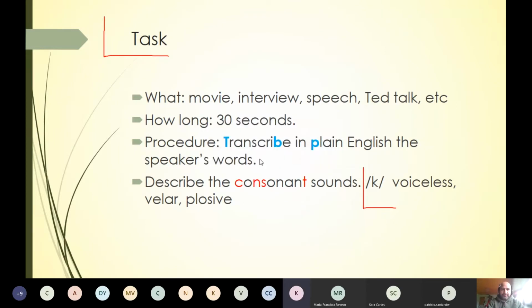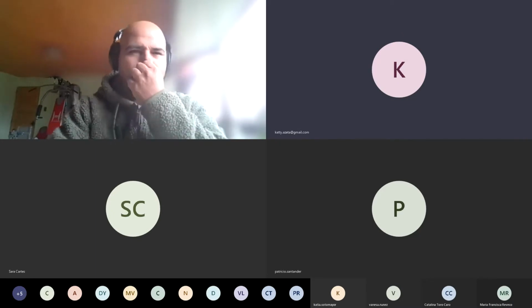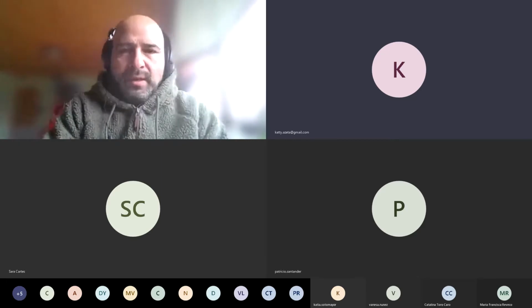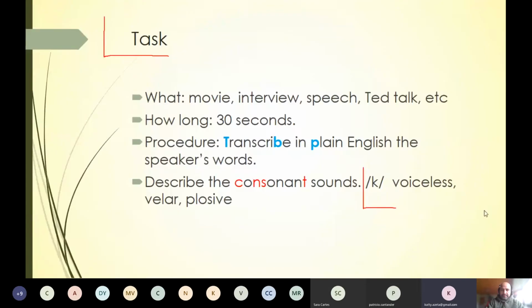Yes, I have a question. Mm-hmm. Is it supposed that the order of the criteria of the consonant sounds is voicing, place of articulation, and manner of articulation, right? That's the order to describe.